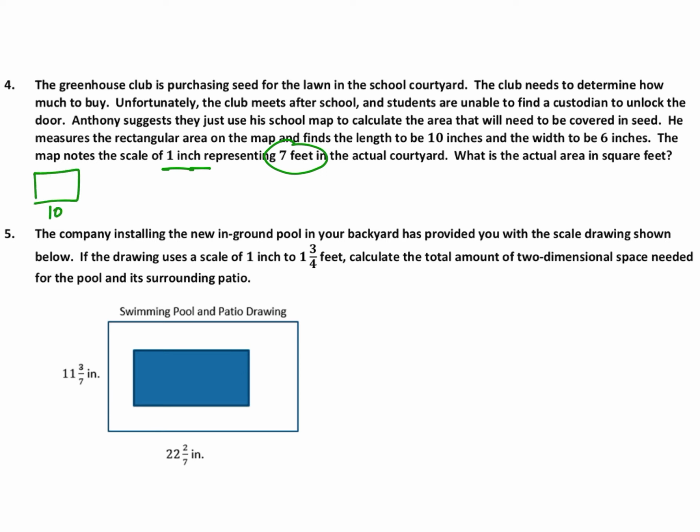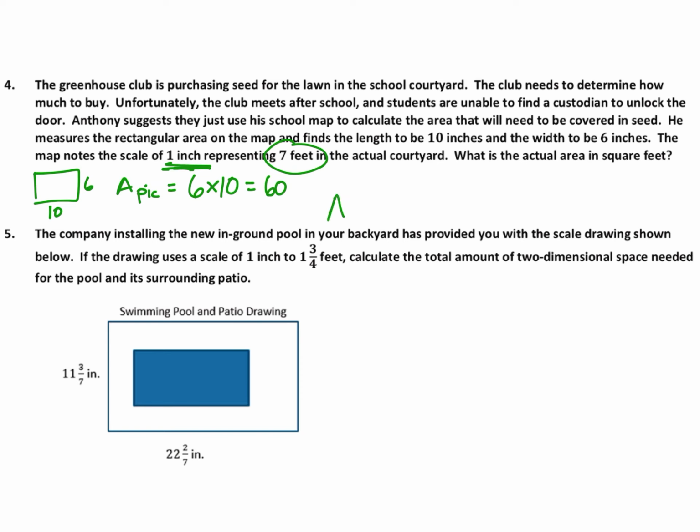So first, his picture is a 10 by 6. So the area of that picture would be those two numbers multiplied together, since it's a rectangular courtyard. And 6 times 10 is 60. The scale factor is going to be 7.